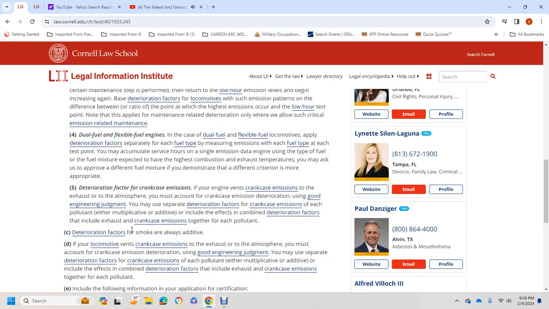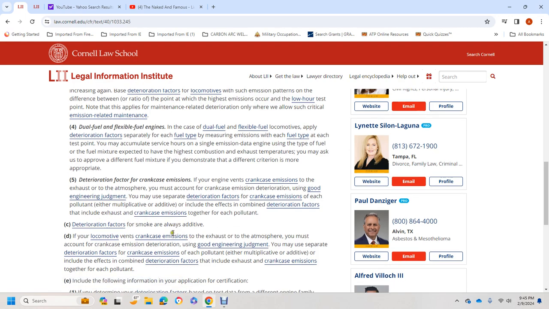Five, deterioration factor for the crankcase emission. If the engine vents crankcase emissions to the atmosphere rather than the exhaust, you must account for the crankcase emission deterioration. Using good engineering judgment, you may use a separate deterioration factor for the crankcase emission for each pollutant, and each either multiplicative or additive. Include the effect of the combined deterioration factor that includes the exhaust and the crankcase emission together for each pollutant. The deterioration factor for smoke is always additive.